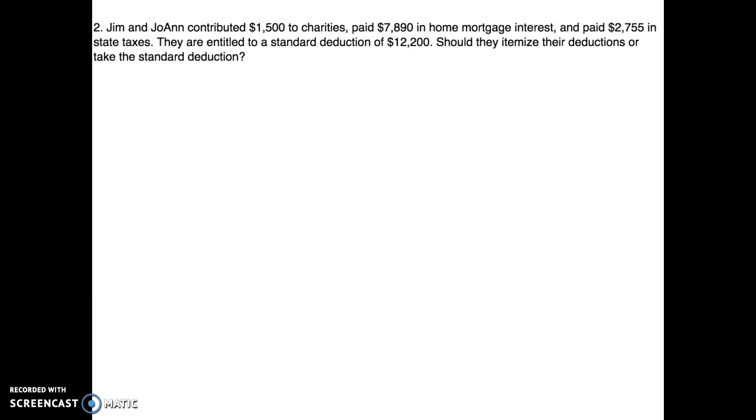So if we look at, actually that one's not going to matter. If you add up the amounts to see if they should itemize, so the 1,500, the 7,890, and the 2,570, or sorry, 2,755. If you add these up, that amount is going to be a little less than this 12,200. So because of that, they should take the standard deduction because that's higher.